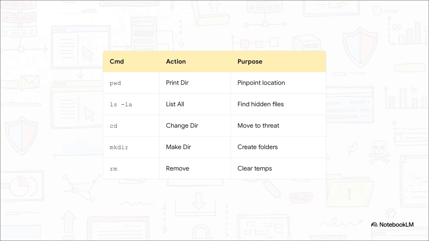pwd stands for Print Working Directory. It pinpoints the exact folder you're currently standing in. Then you have ls -la. Now, this doesn't just list files. That -la flag is an absolute game changer because it forces the system to show hidden files. That's exactly where an attacker might stash a payload, like in a hidden .cache folder. cd changes your directory, moving you physically closer to the threat. And finally, mkdir and rm let you make evidence folders or remove junk files.